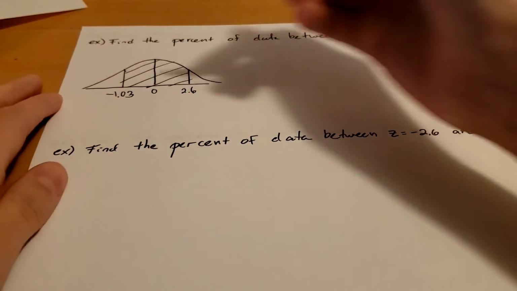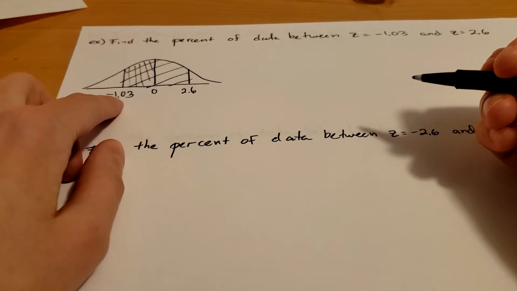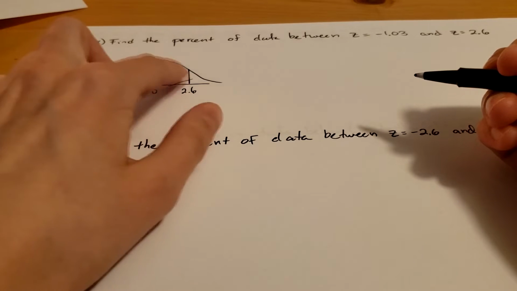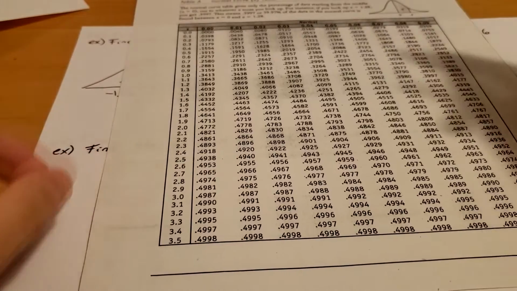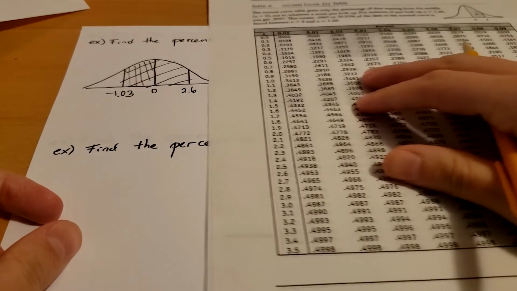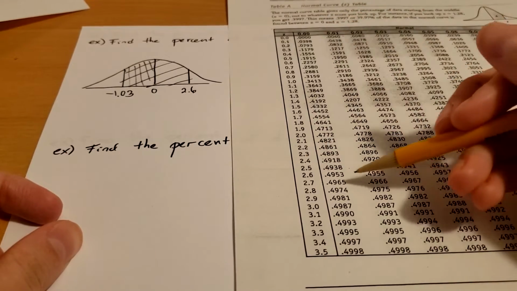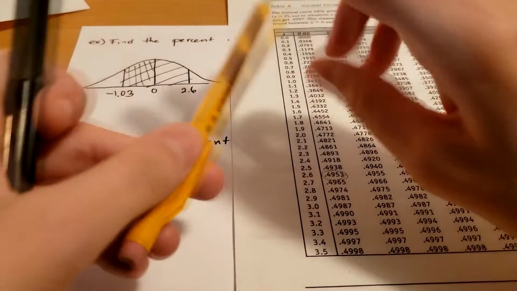And then for this piece over here, we can find the area between 0 and positive 1.03 because it's going to be the mirror image of that. Then we can add these two pieces together. First, we will find the area between 0 and 2.6. We'll just go right over here to 2.6. 2.6 is the same thing as 2.60. Go up here, that's 0, 2.6. This is what we have for that. So 0.4953.